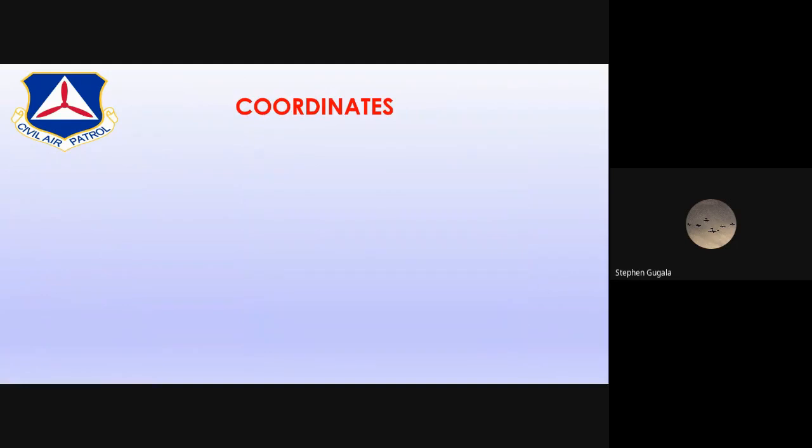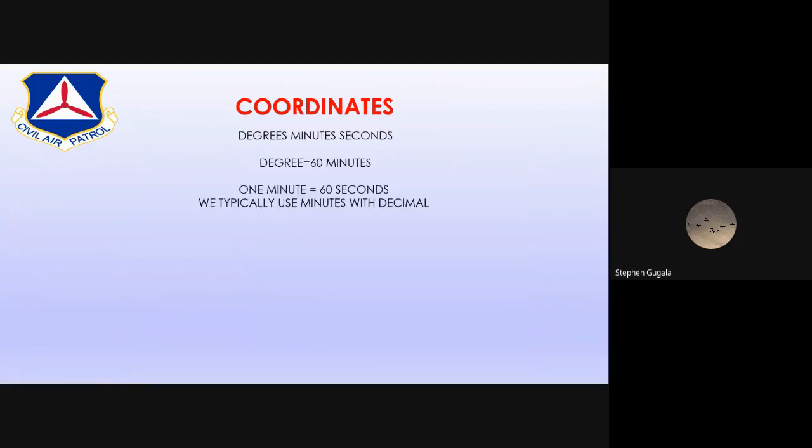How we take these two imaginary magic lines and turn them into something that we can decipher and communicate is called coordinates. Coordinates are depicted in degrees, minutes, and seconds, each degree equaling 60 minutes, 1 minute equaling 60 seconds. We typically use minutes in decimal form in CAP. Rarely will you be saying seconds. However, if you are under pressure, if you need to get something out quickly, by all means, if you happen to have it written down in degrees, minutes, and seconds, give that as well.